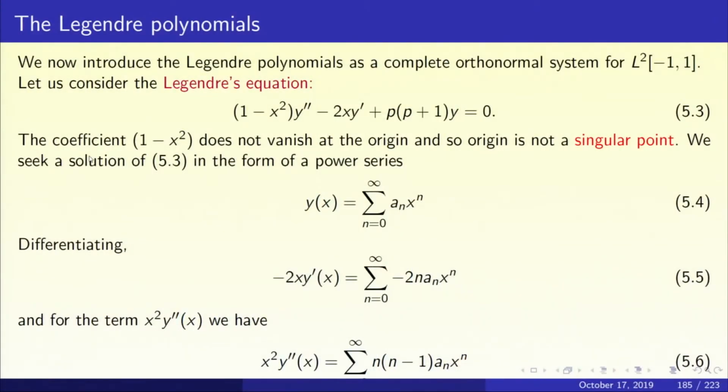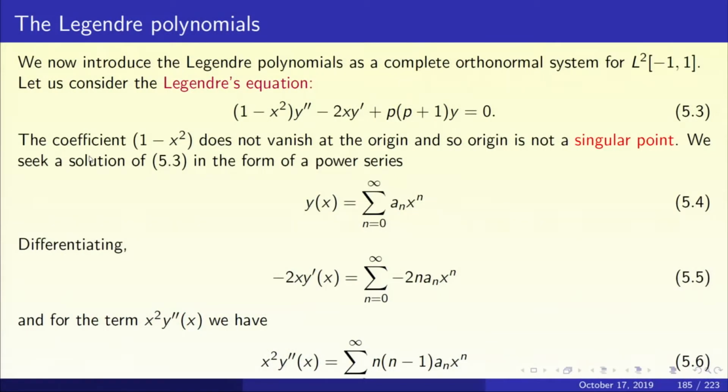So let's turn to the mathematics of the Legendre equation. So what is the Legendre equation? It is the differential equation 5.3 that you see displayed in the slide. Let's see that: (1 minus x squared) y double prime minus 2xy prime plus p into (p plus 1) y equal to 0. That is the Legendre's differential equation. The coefficient 1 minus x squared does not vanish at the origin, and this differential equation makes sense on the open interval minus 1, 1, and so origin is not a singular point, it's an ordinary point.